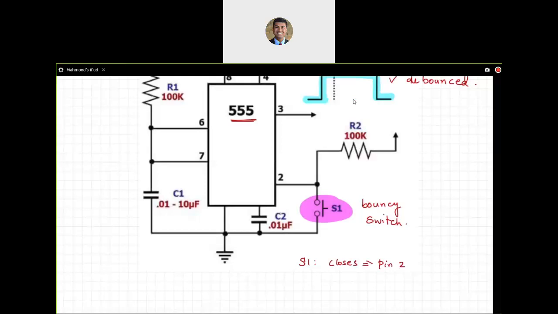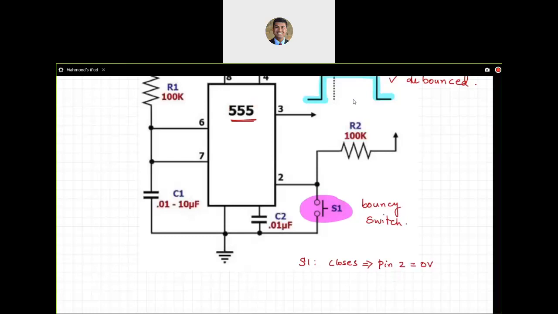reading 0 volts, ground. So as you can see, if the switch closes, pin number 2 is connected to ground here. And pin number 2 is in our design internal to the 555 timer. Pin number 2 is essentially the input to the trigger comparator. There were two comparators. Pin 2 is the input to the trigger comparator, the one at the bottom.